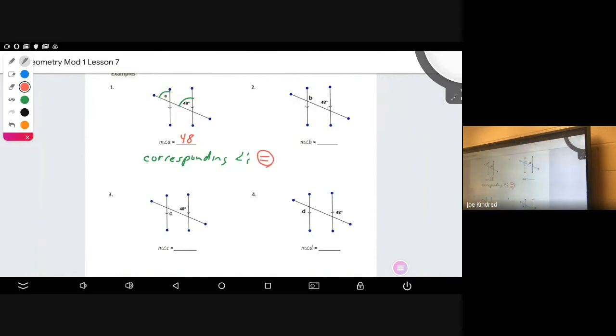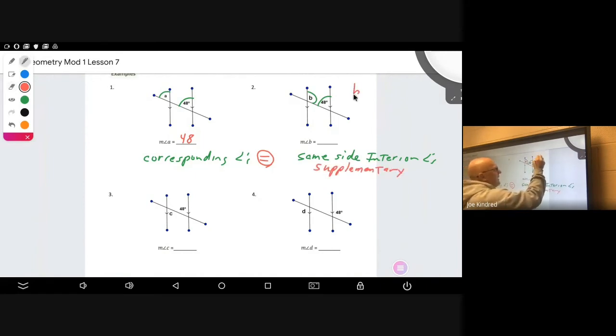Number two, I notice that same side interior angles. They are supplementary. I can create an equation. B plus 48 is equal to 180. So then I can solve using my algebra skills.